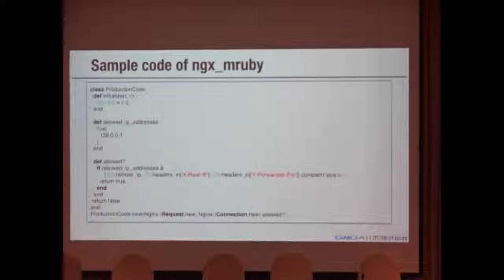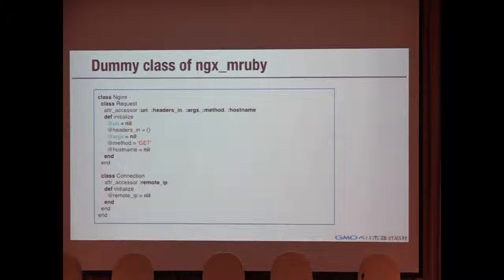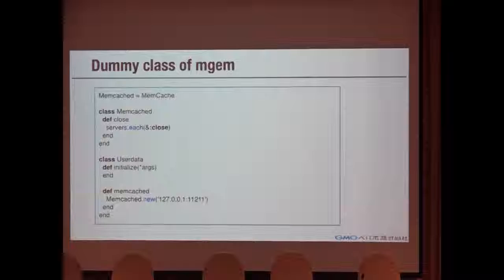This is the target mruby code. It is the same as the previous slide. We need to put in many dummy classes because Shibata doesn't know mruby's words. This is a dummy class over NGINX requests and connection. This is a dummy class of mruby user data and mruby memcache requests.